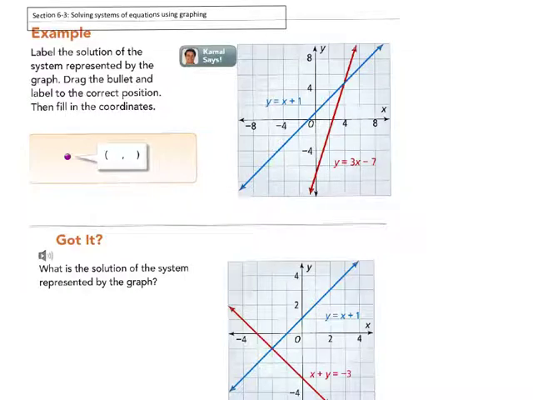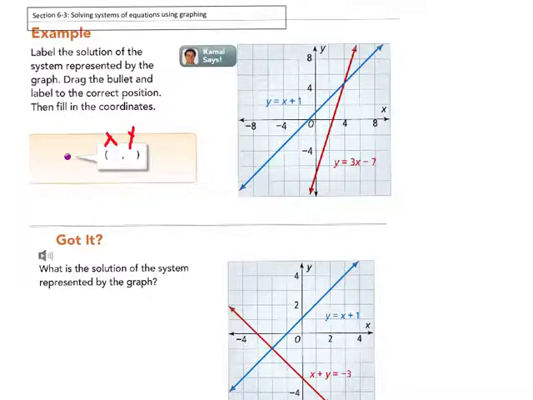Lesson 6.3 talks about how to solve a system of equations by graphing. As we've already discussed, a solution to a system is where the two lines intersect. If you take a look at this system, they intersect right here. And when it asks for the solution, remember that the first number in the set of parentheses is your x, and the second number is your y.